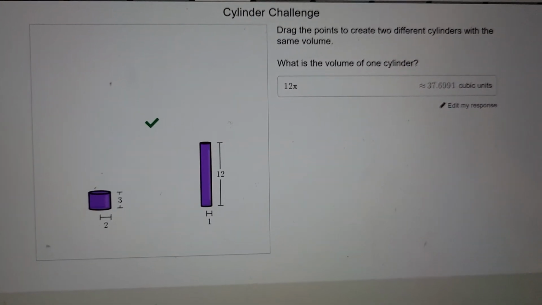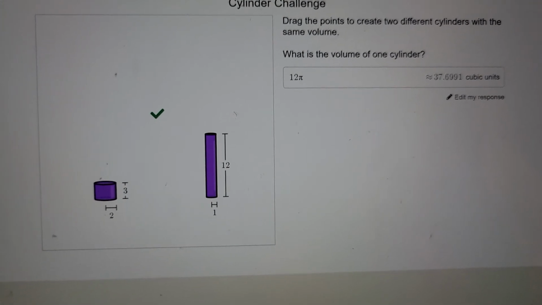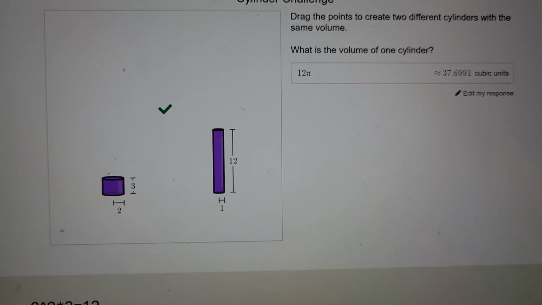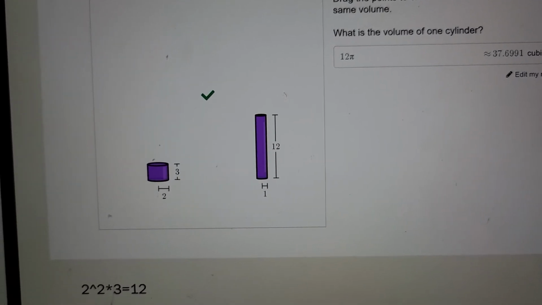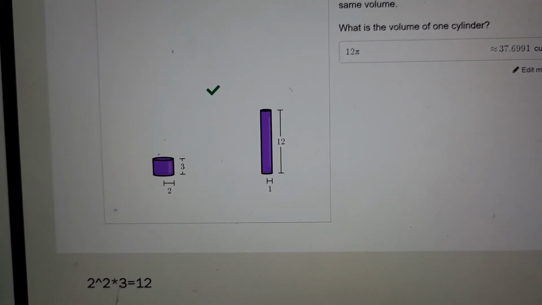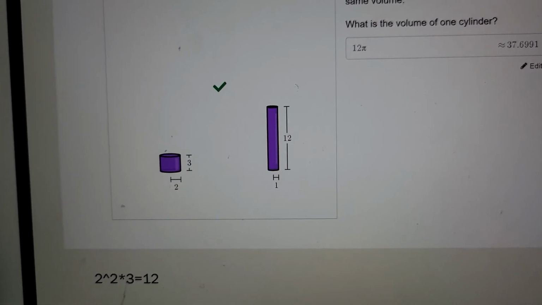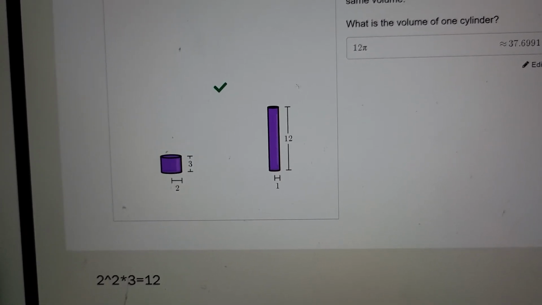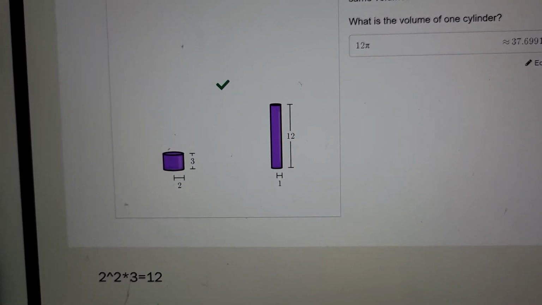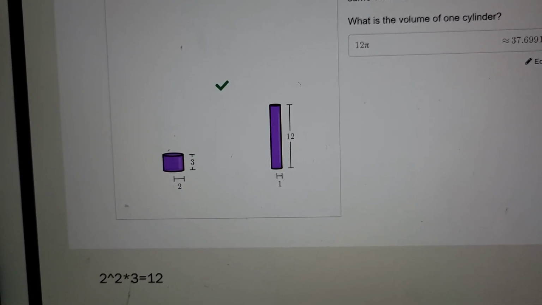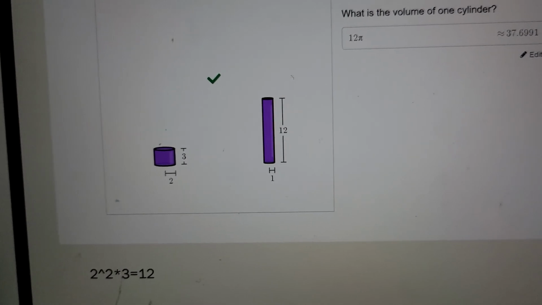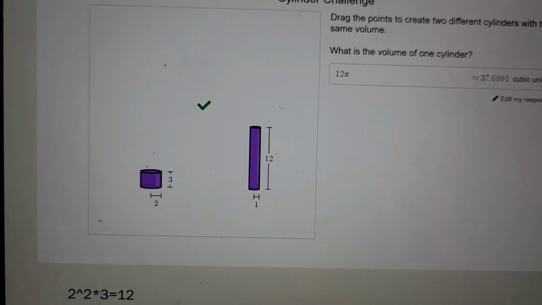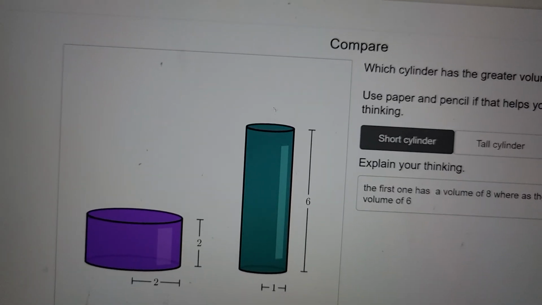So over here it's asking me to create 2 different cylinders with the same volume. What is the volume of one cylinder? So the tall, skinny cylinder, as you can see, you don't have to really apply the formula. It would just be 12. For the tiny cylinder, it would be 2 times 2, or 2 to the second, which is 4, times 3, which is 12. So 12 would be the volume of that cylinder.